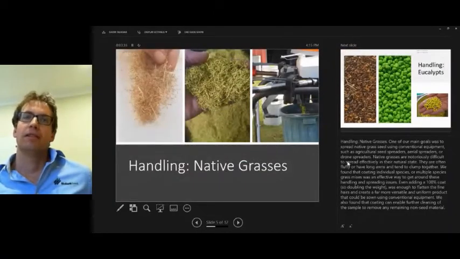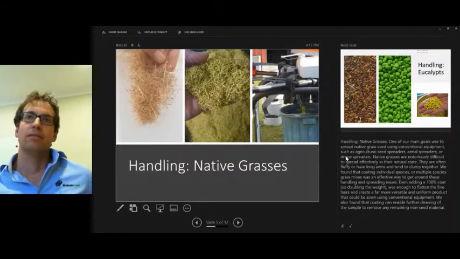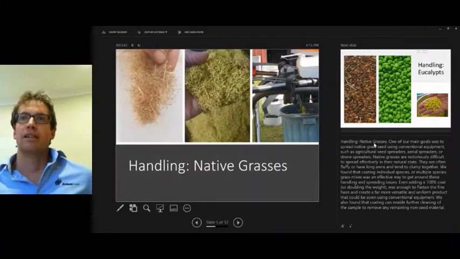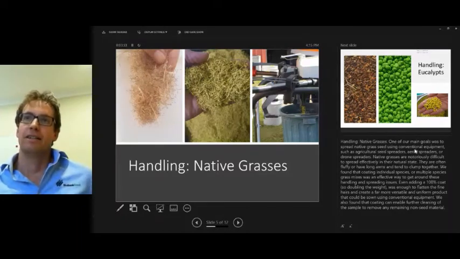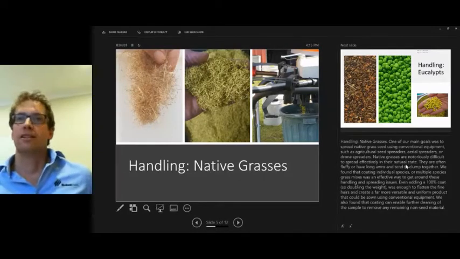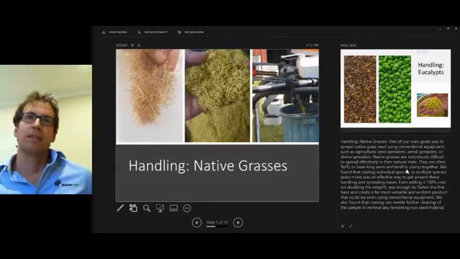So when we looked at handling, we have two generic examples throughout this talk, and one is coating of native grasses, because that's a fairly wide application. So we wanted to try and spread native grasses using conventional equipment, whether they're agricultural seed spreaders, aerial spreaders, or drones. Native grasses are notoriously difficult to spread because they're often very light and fluffy, or have long horns and tend to clump, like some of the other speakers have already talked about.